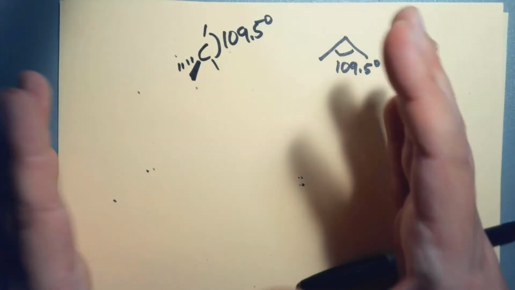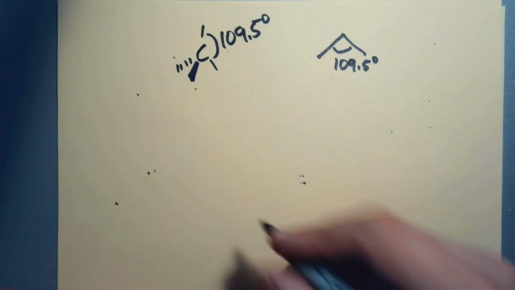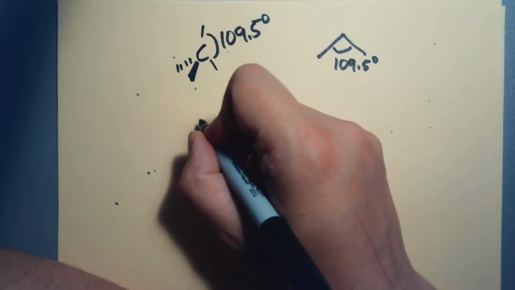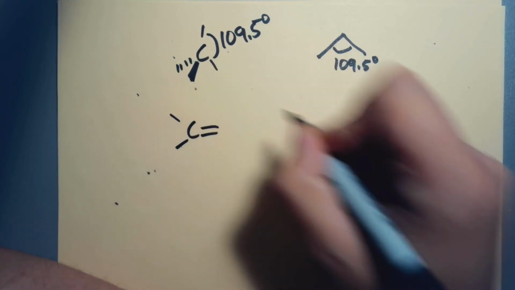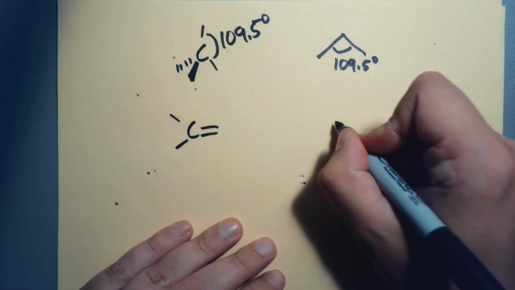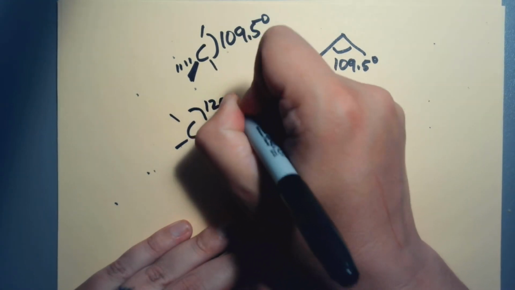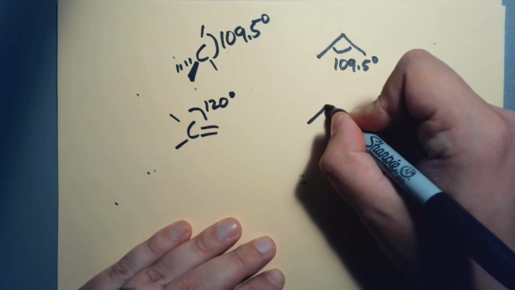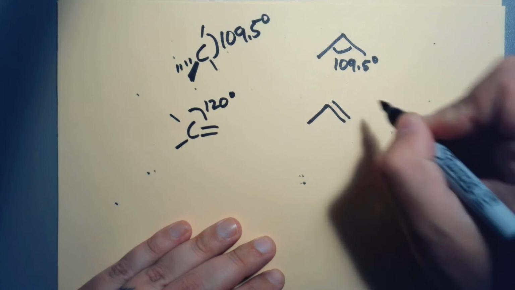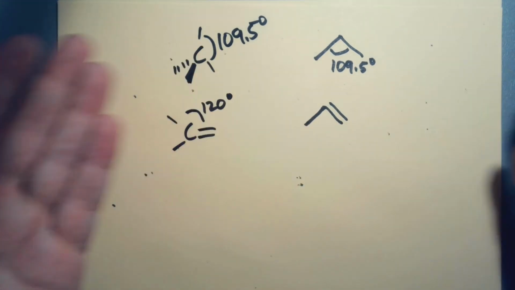So they all spread out in 3D space away from each other as much as possible. Now when we have a double bond, it is able to be represented flat on paper, and what we get is 120 degrees. And so that's not bad. It works. It's close, right?